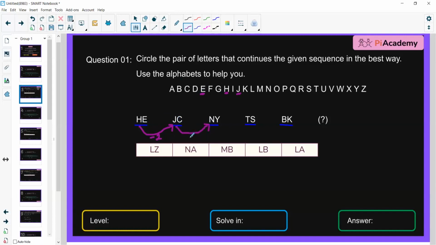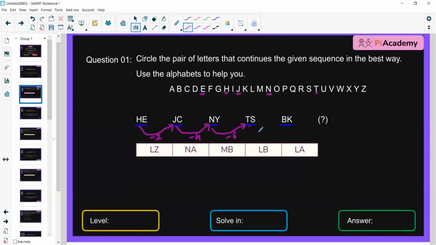Now let me check from J to N. Again, I'm just comparing the first alphabet in the pairs. I'm not checking the second alphabet. So from J to H, I had -2. From N to J, this is my N, this is my J. 1, 2, 3, 4. I'm moving 4 units to the left, right? -4. Now if I check T to N, here is my alphabet T, here is my alphabet N. Let me count how many steps I need to jump behind. 1, 2, 3, 4, 5, 6. Okay, so this is -6.